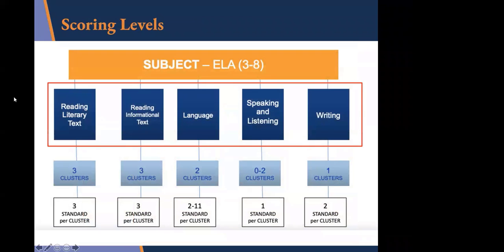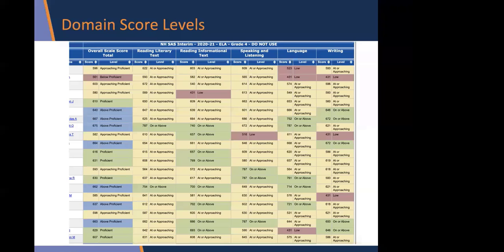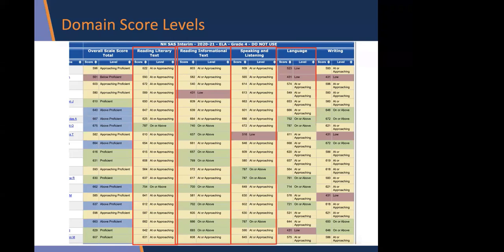Then next we're going to look at cluster scores. With the clusters, you only get 3 scores. You can either be below, at or near, or above. So if you look here, these are the cluster scores, which there's no blue. And that's always a panic. It's like, oh my gosh, there's no blue. But there is no blue. You can't get blue. You only can get 3 levels.